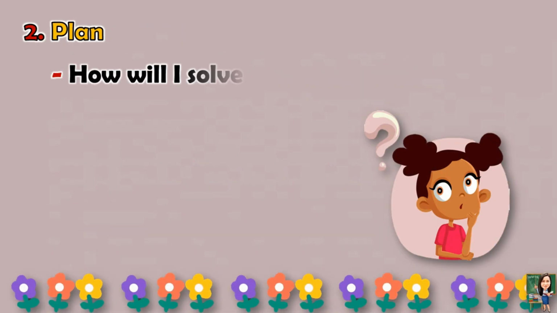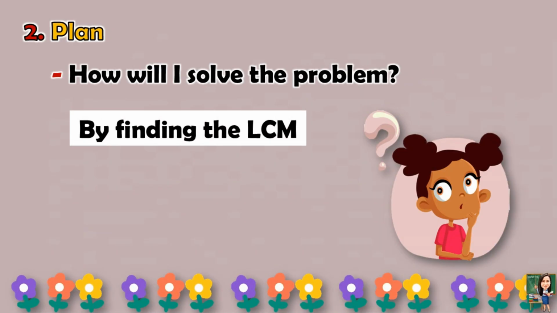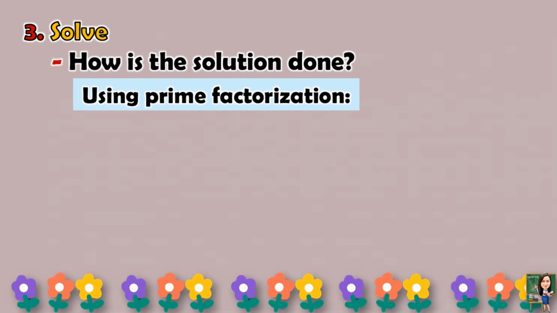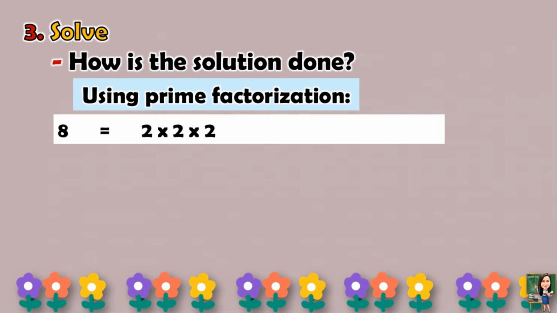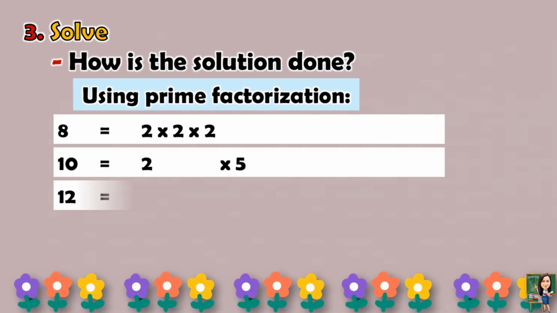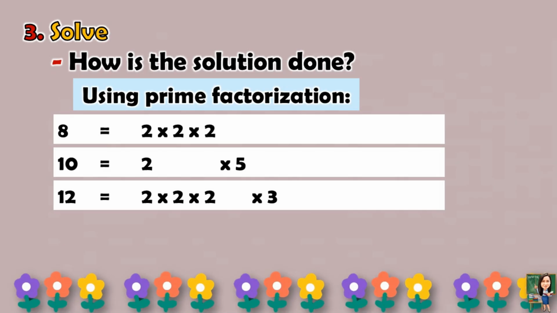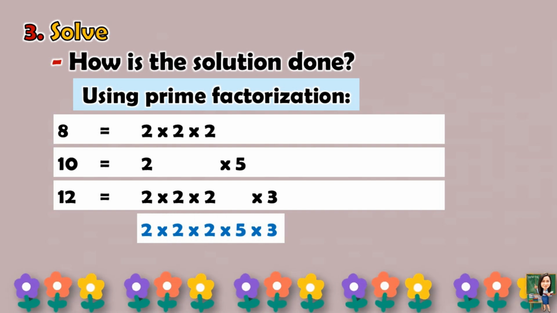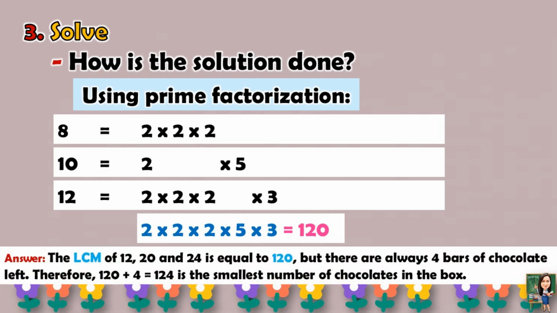Step 2. Plan. How will I solve the problem? By finding the LCM. Step 3. Solve. How is the solution done? Using prime factorization. The factor of 8 is 2 times 2 times 2. The factor of 10 is 2 times 5. And the factor of 12 is 2 times 2 times 2 times 3. Then multiply all the factors. 2 times 2 times 2 times 5 times 3 equals 120. The answer is, the LCM is equal to 120. But there are always 4 bars of chocolate left. Therefore, 120 plus 4 equals 124 is the smallest number of chocolates in the box.